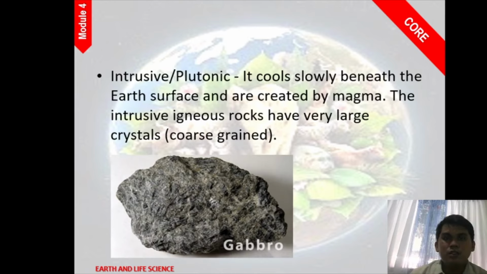So based on the two types of igneous rocks, they are based on where they form. Igneous rocks formed outside or on the surface of the earth are called extrusive or volcanic rocks, while rocks formed within the earth's surface or earth's interior are called intrusive or plutonic rocks.